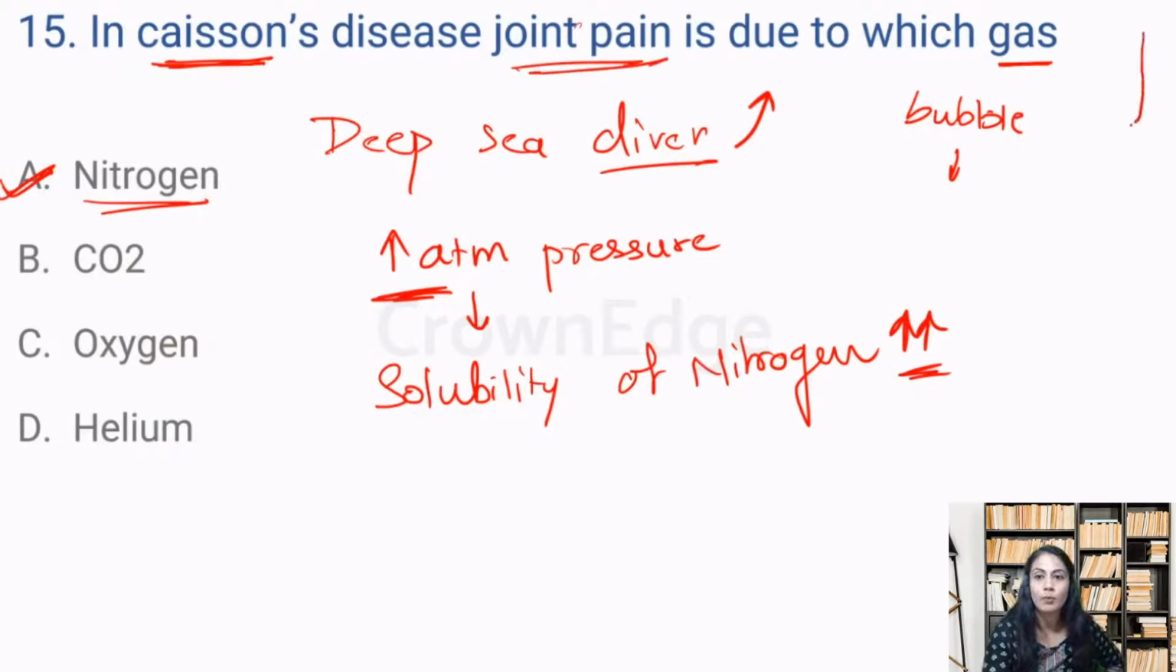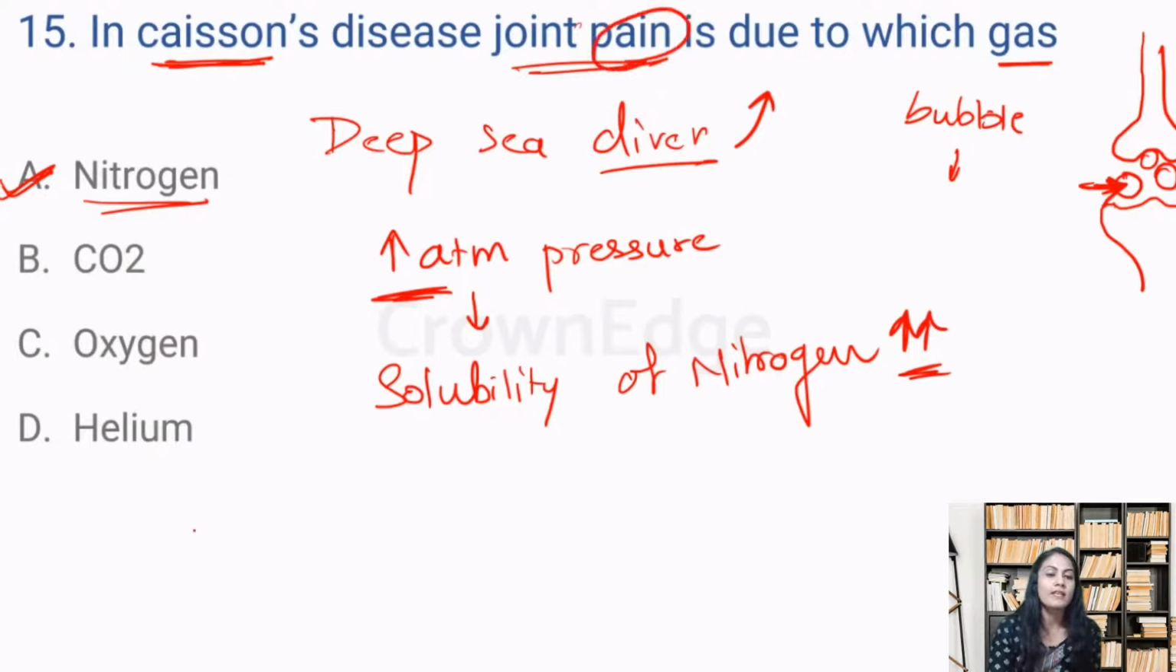So suppose this is my one bone and this is my another bone, right? So what is going to happen? They are going to form bubbles over here. So any joint movement after coming to the sea level will be very, very difficult. These bubbles are not able to come out. Why? Because he came very quickly to the surface, right? And the nitrogen bubbles do not get any time to dissolve back and come out through the respiratory system, and that's why they get accumulated over here. Okay, and that is going to cause the joint pain.